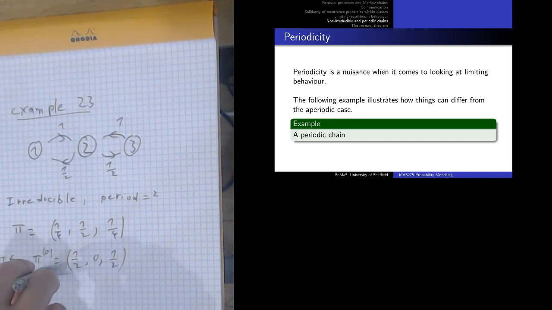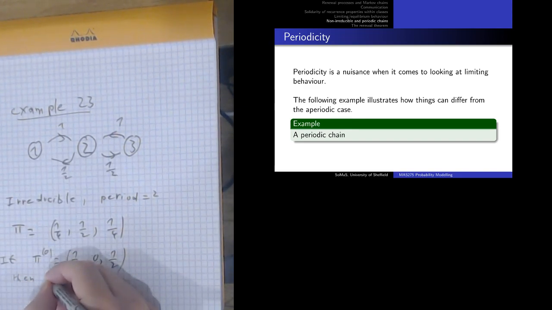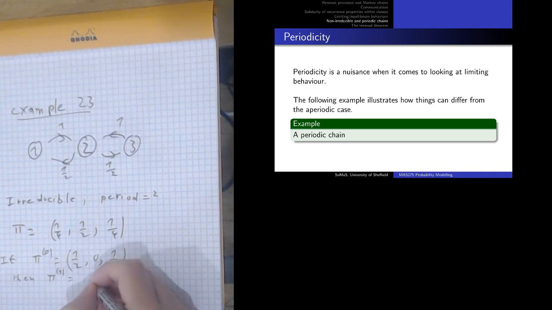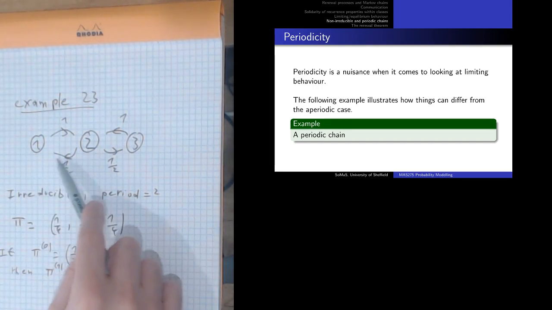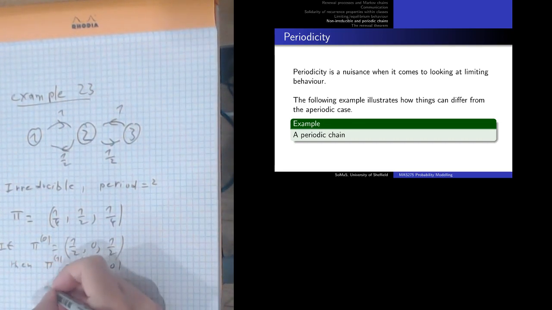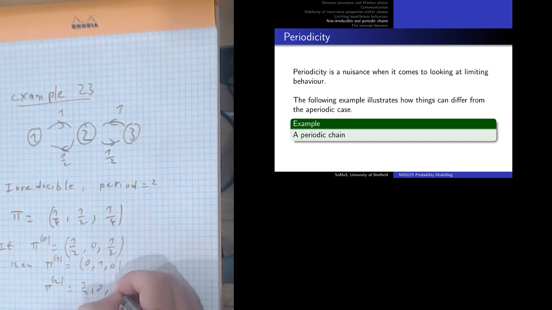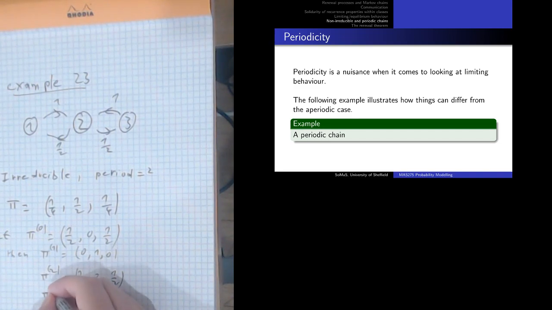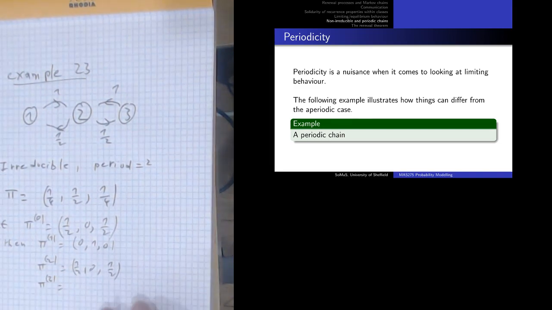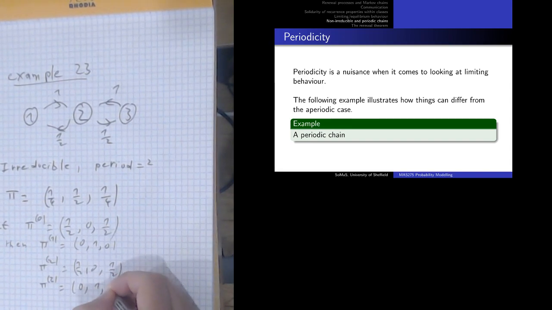If I take that, after 1 step, I'll end at 2, of course. So this means that pi 1 is 0, 1, 0. And then after another step, I'll have 1/2 on this side and 1/2 on the other side. So pi 2 is 1/2, 0, 1/2. And then pi 3, well, I'm at one of those, so I need to end up at 2. Pi 3 equals 0, 1, 0.